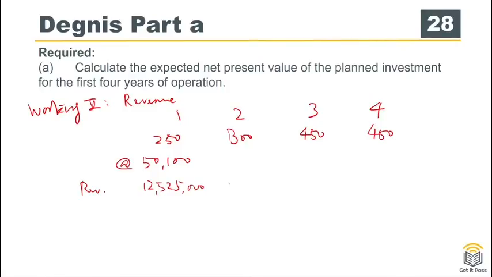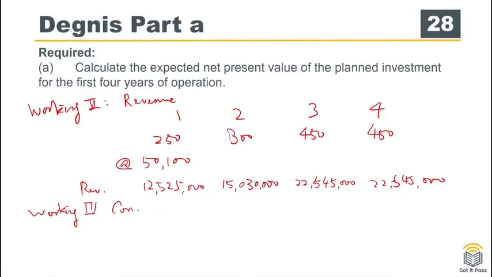For the second year, it is 15 million and 30,000. For the third year, it is 22 million 545,000. And the last year is the same, 22 million 545,000 as the revenue. And for the workings, maybe I put the third working as the cost or the conversion cost.